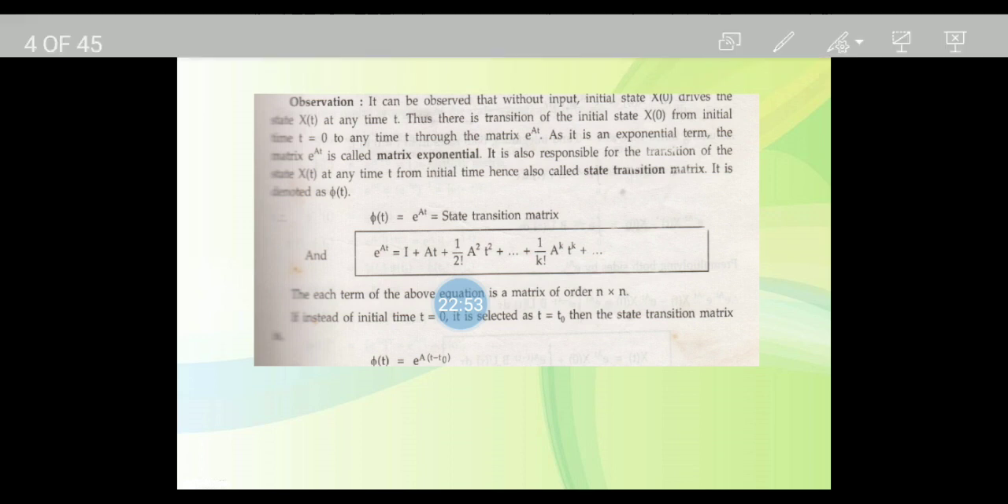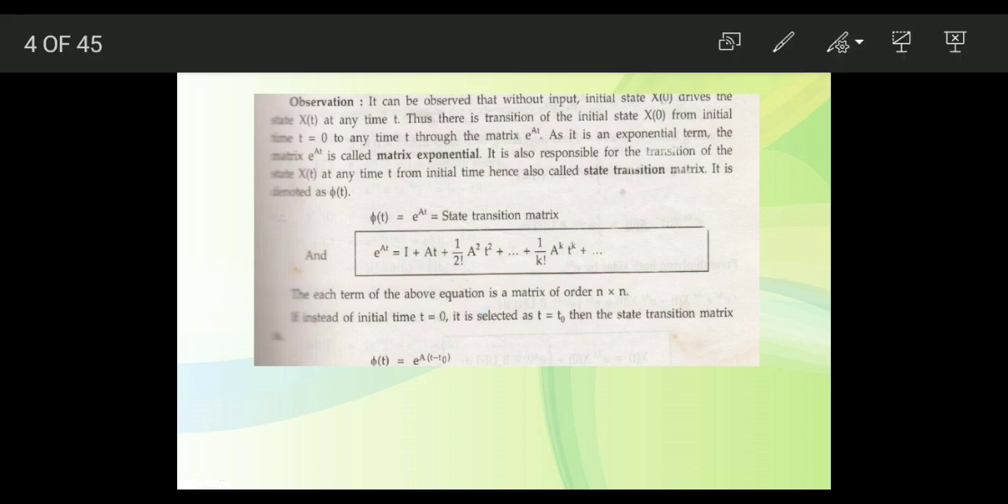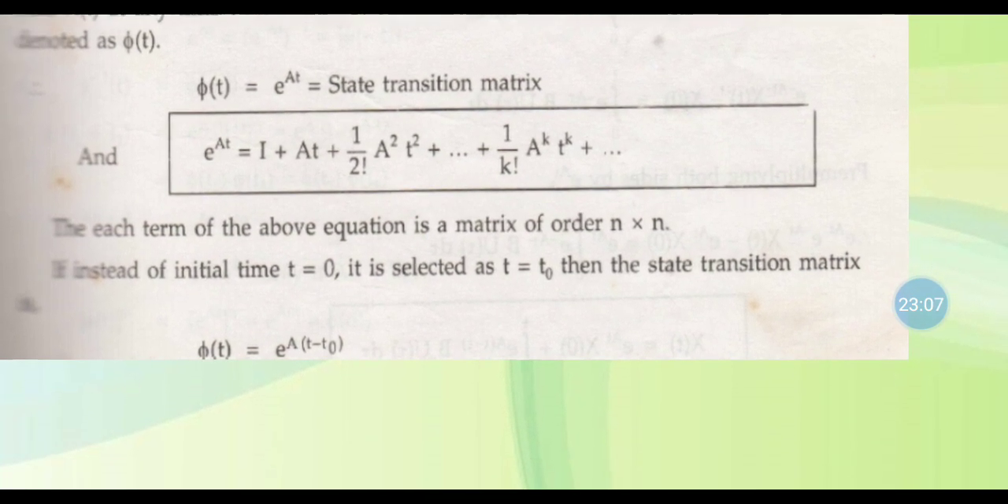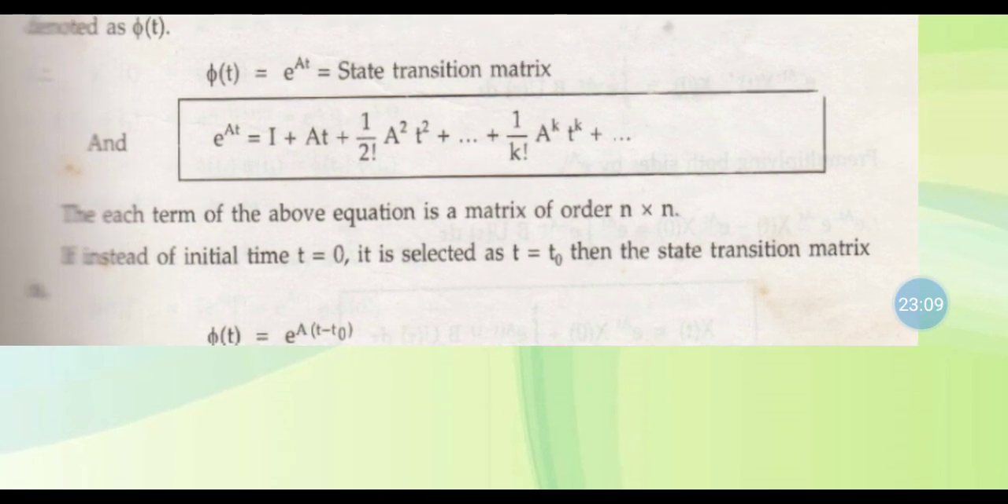Then the observation. What is the observation is that without input, the initial state x of 0 drives the state x of t at any time t. Thus there is a transition of the initial state x of 0 from initial time t is equal to 0 to any time t through the matrix e raised to At.